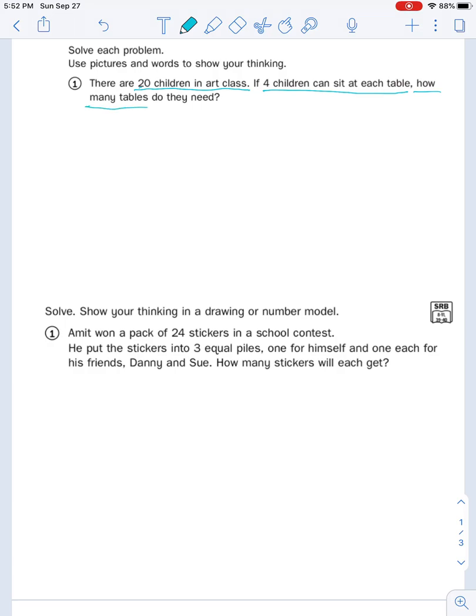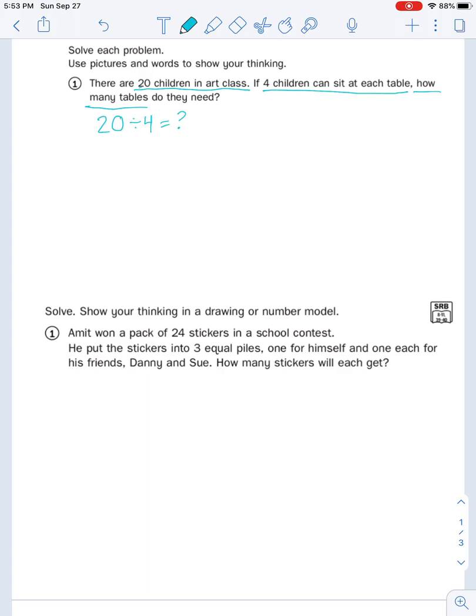You know what? Let's just say how many tables, because then we'll come back to that question and know what it's asking. All right, so the information that I do know is that there's 20 children in this class and 4 kids can sit at a table, but I don't know how many tables they need. Okay, so this can be written out as a division problem. It could be written 20, because there's 20 total, divided by 4 kids equals question mark. We don't know how many tables yet.